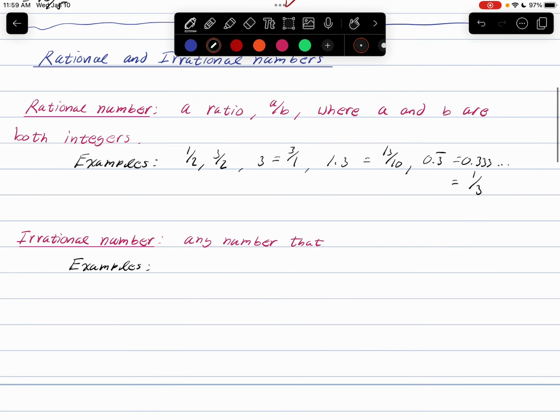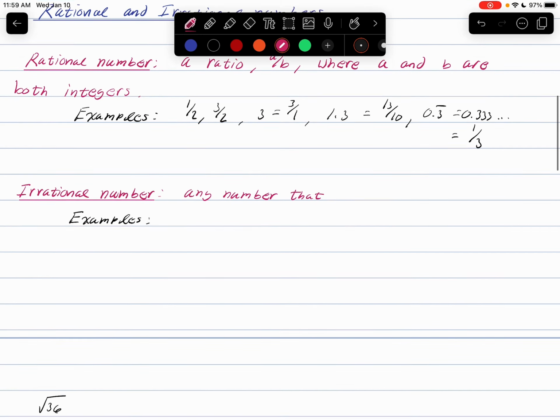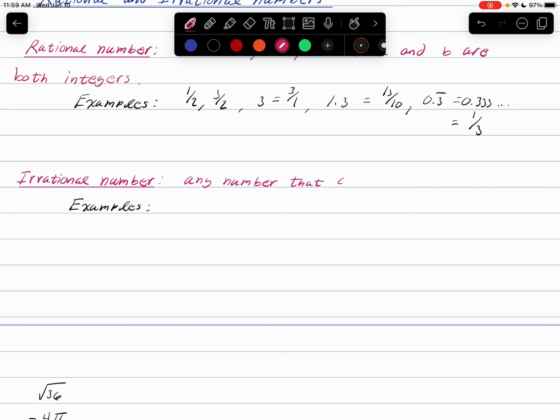Okay, so let's take a look at some irrational numbers. I must have erased my definition here. So we have any number that cannot be written as a fraction, we'll say. If we're not able to write the number as a rational number, we call it an irrational number.